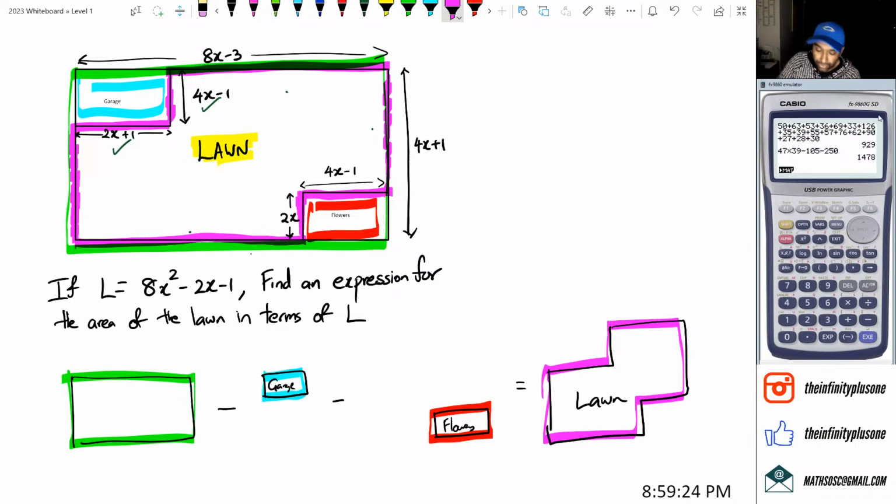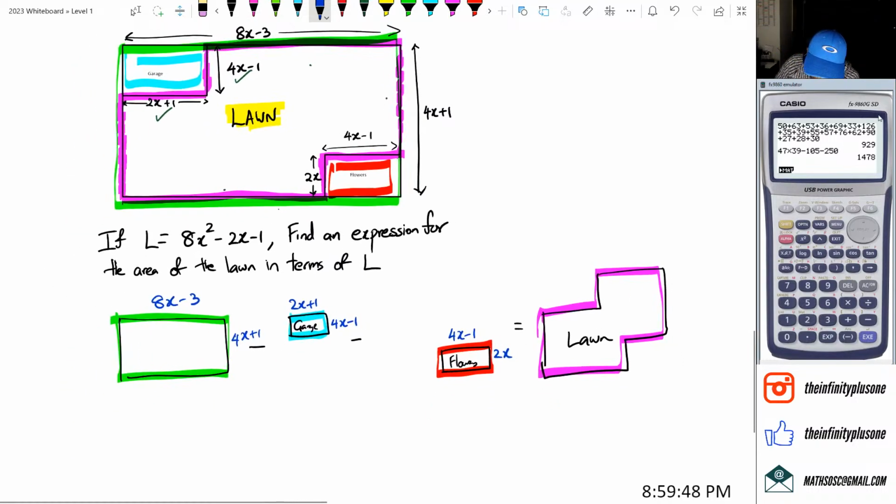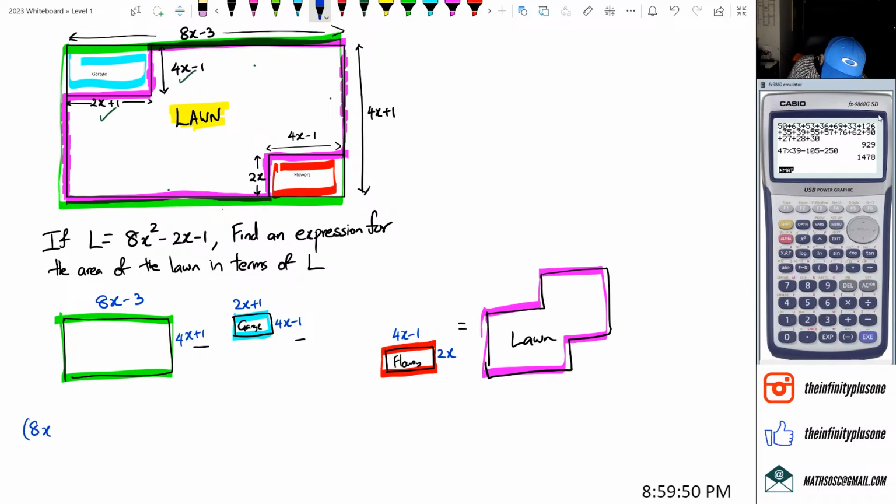Okay, so let's do the first part of it. The green rectangle's base is 8x minus 3. Height is 4x plus 1. The garage is 2x plus 1, and height is 4x minus 1. The flower bed, 4x minus 1 and 2x. So what we've got here is just this massive quadratic equation that we need to expand. Minus (2x plus 1)(4x minus 1), minus (4x minus 1) times 2x.